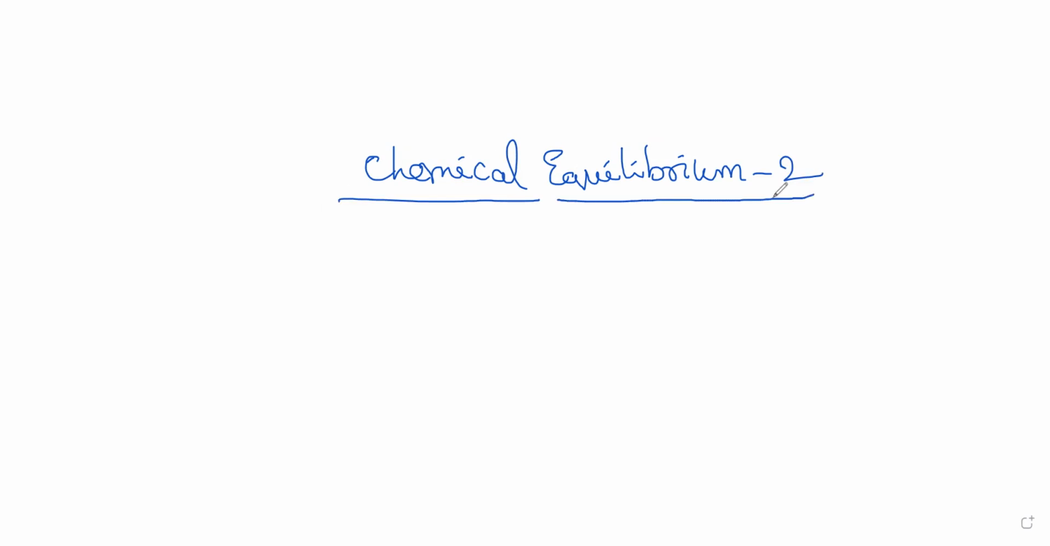So today we have chemical equilibrium, second part. This is the topic we will be covering. Yesterday we had the introduction of chemical equilibrium. Today is the second part of chemical equilibrium. In the second part, the first aspect we are going to see is the law of mass action.